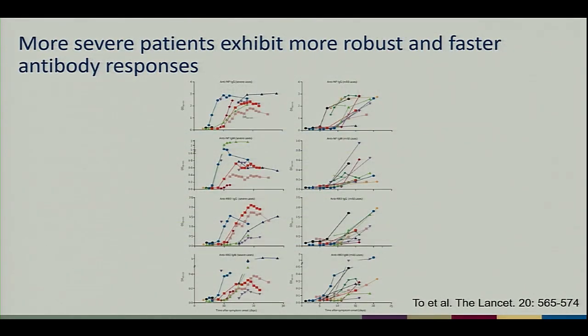Okay, so what do we know about antibody responses thus far? This is from the Lancet from a couple months ago, and the left panel is from severe cases, and the right panel is from mild cases. And what you can see is that in the severe cases, the lines are sort of shifted to the left, meaning antibody responses are detected earlier than in the mild cases. So more severe patients exhibit more robust and faster antibody responses. Next slide, please.